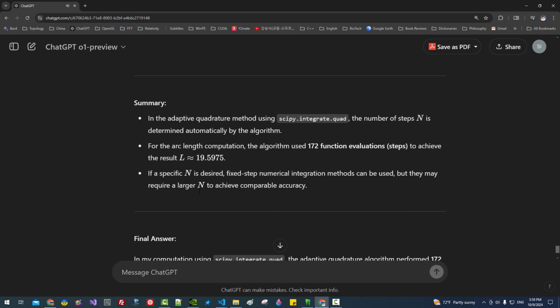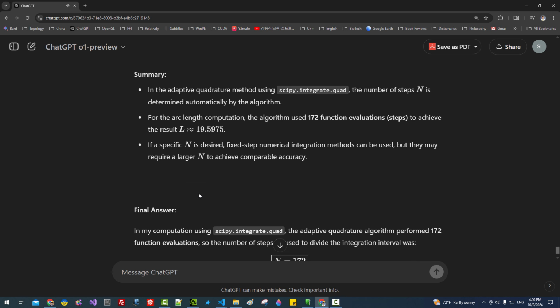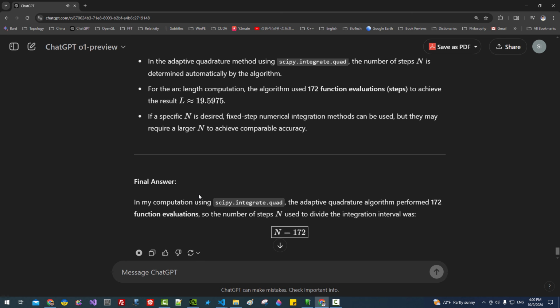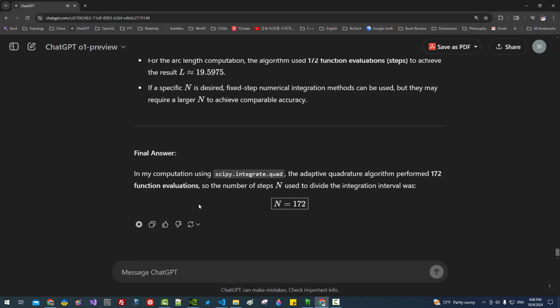Summary. In the adaptive quadrature method using scipy.integrate.quad, the number of steps n is determined automatically by the algorithm. For the arc length computation, the algorithm used 172 function evaluations, steps, to achieve the result, L approx 19.5975. If a specific n is desired, fixed-step numerical integration methods can be used, but they may require a larger n to achieve comparable accuracy. Final answer. In my computation using scipy.integrate.quad, the adaptive quadrature algorithm performed 172 function evaluations. So the number of steps, n, used to divide the integration interval was 172.